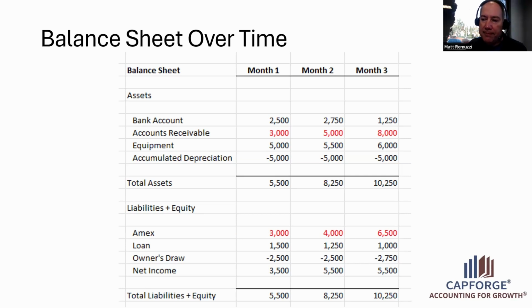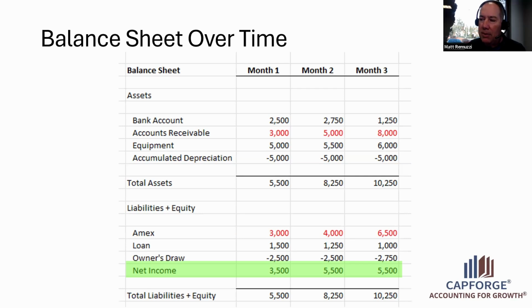And then net income is the same thing. Through the end of month one, the business had made $3,500 of profit. Through the end of month two, it has made $5,500 in profit. That doesn't mean from the start of month one to the end of month two, it made $3,500 plus $5,500. It means over the course of time, from the beginning of time through the end of month two, it made $5,500, right? So it's not additive, it's the cumulative result at that point.